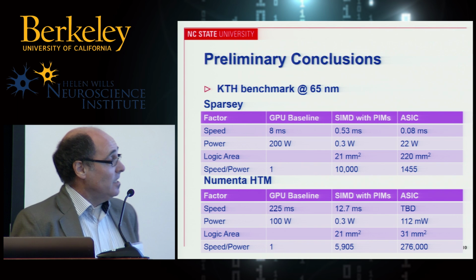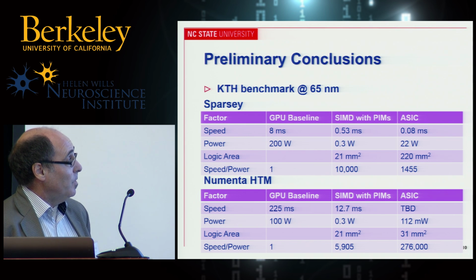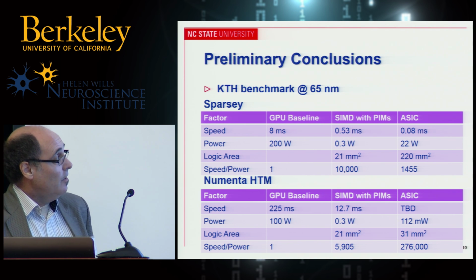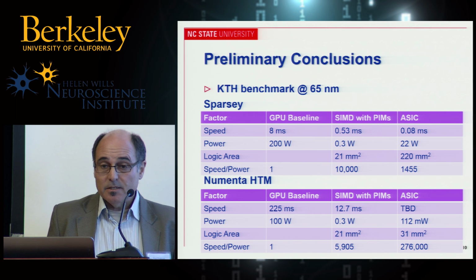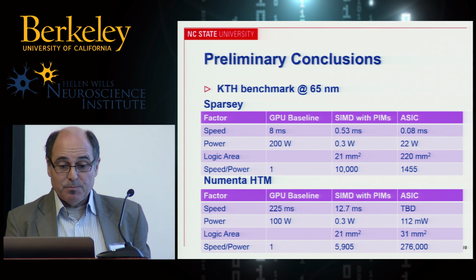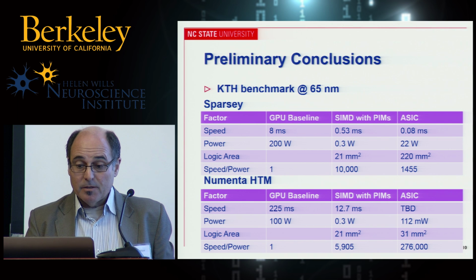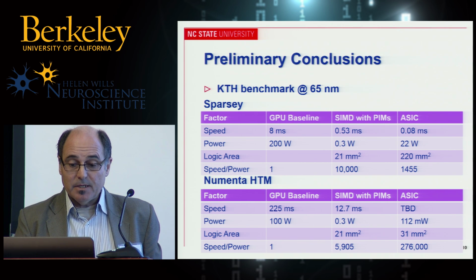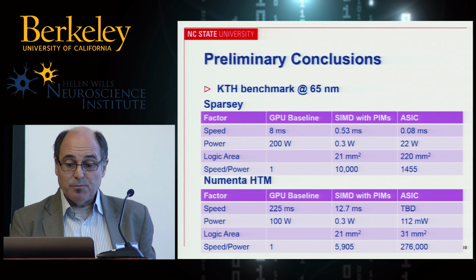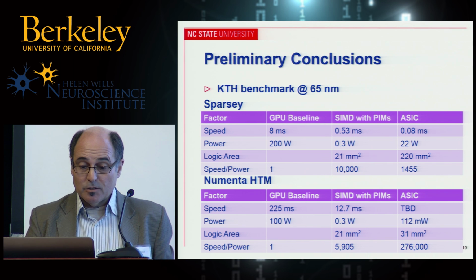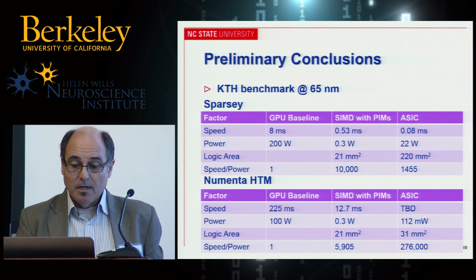This brings together what actually are our conclusions for potential for improvement over a GPU baseline. This was run on the KTH video action recognition benchmark. These implementations are at 65 nanometer. We implemented a full GPU baseline. This is in a server class GPU. This was in a desktop class GPU.